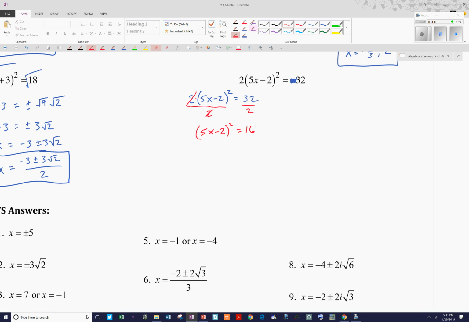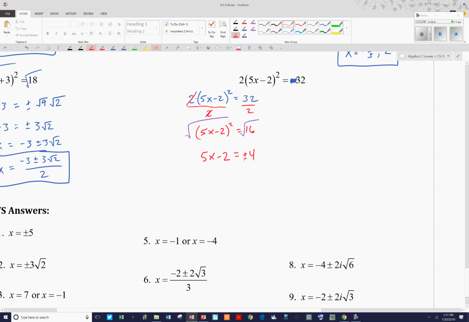Now we can take the square root. Okay, the square root of 16 is, hold on, let's slow down here. On the left, we're going to have 5x minus 2. The square root of 16 is 4, but once again, don't forget that positive or negative. You're going to have that in every single problem here.